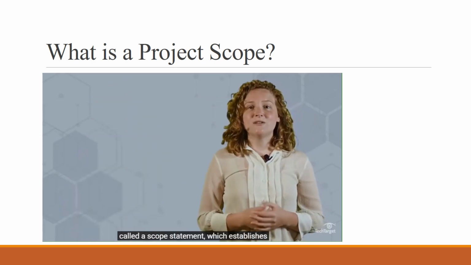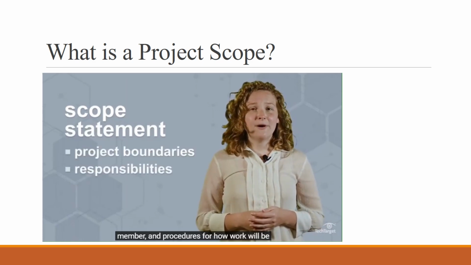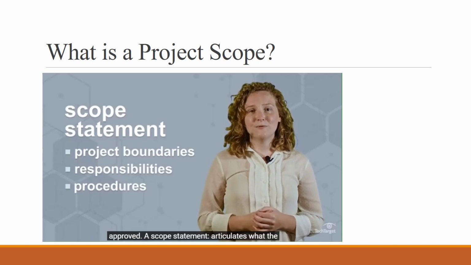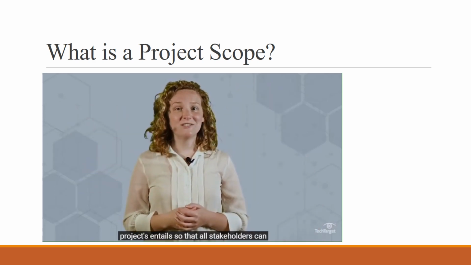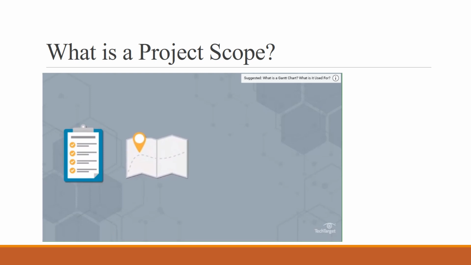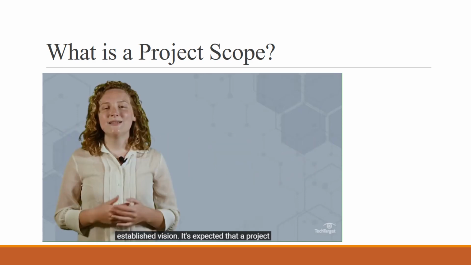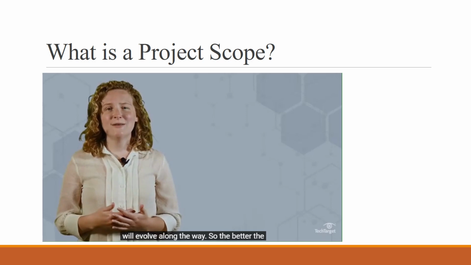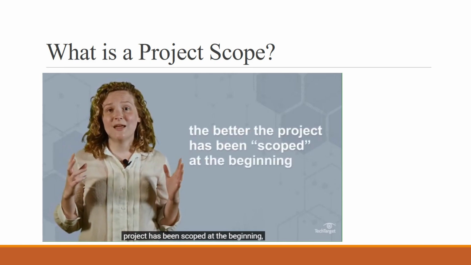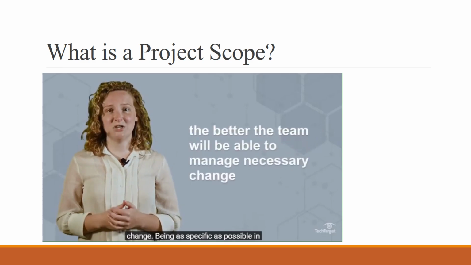The documentation is called a scope statement, which establishes project boundaries, responsibilities for each team member, and procedures for how work will be approved. A scope statement articulates what the project entails so that all stakeholders can understand what's involved, provides a roadmap for assigning tasks, scheduling work, and budgeting, helps focus team members on common objectives, and prevents projects from expanding beyond the established vision. It's expected that a project will evolve along the way, so the better the project has been scoped at the beginning, including guidelines for change requests, the better the team will be able to manage necessary change.